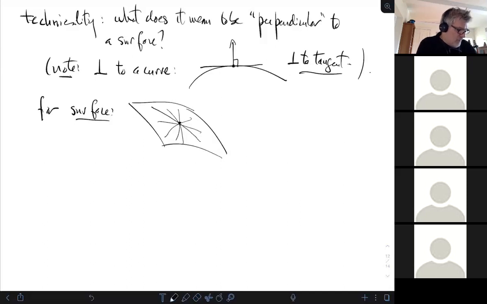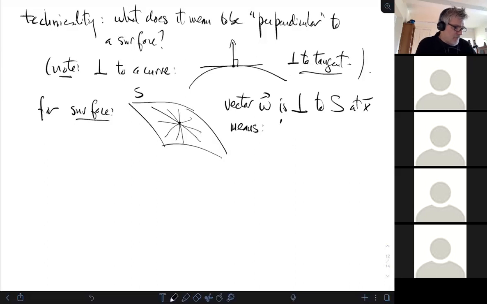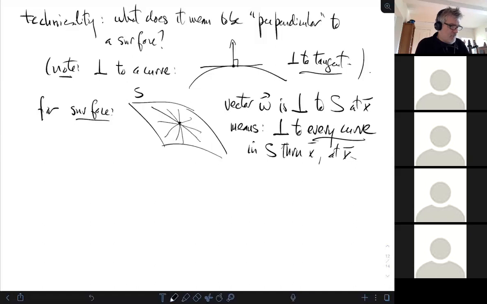So vector, let's say, W is perpendicular to S at X bar means perpendicular to every curve in S at X bar. Yeah, I should say to X bar at X bar, right?